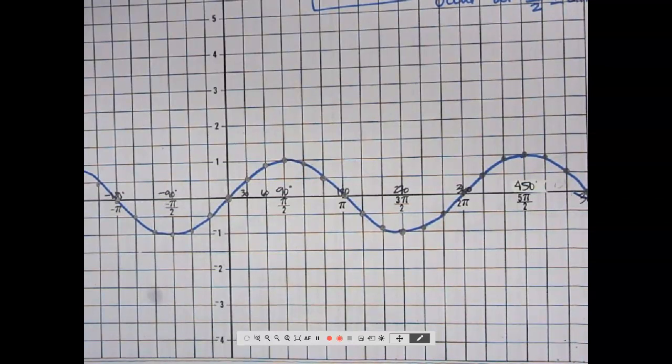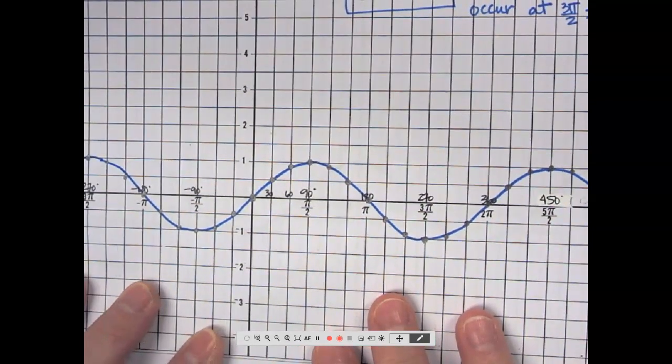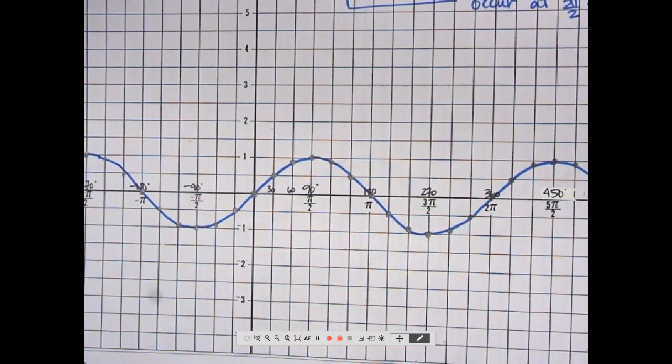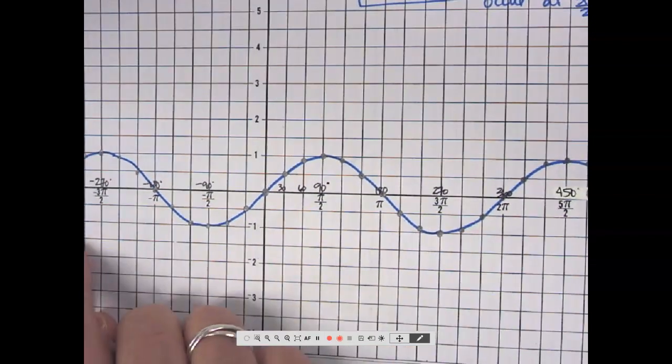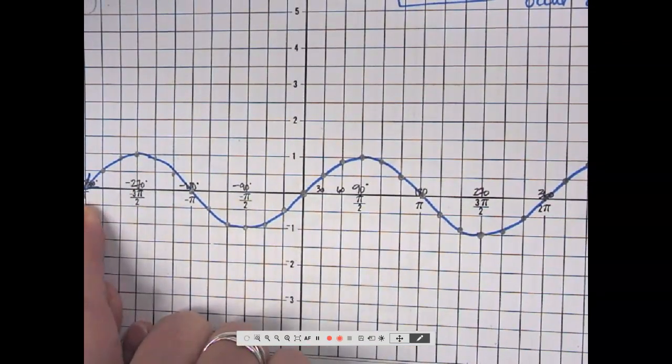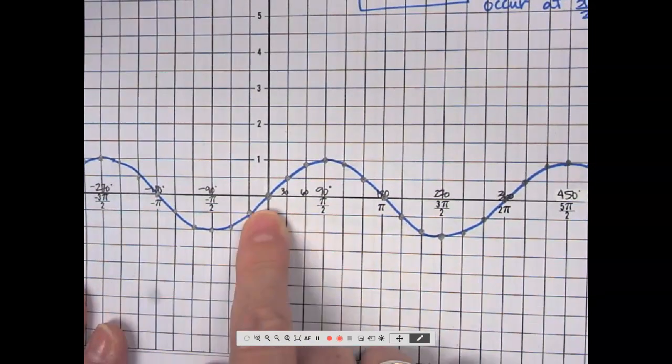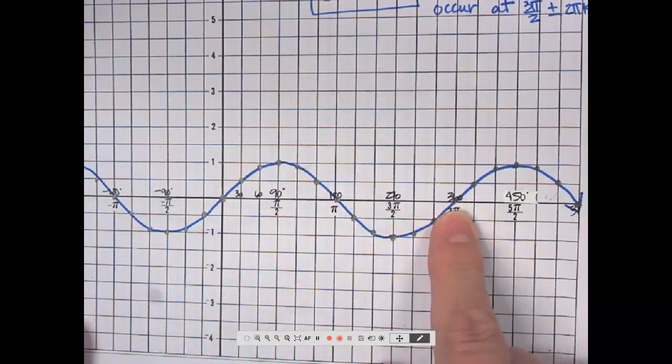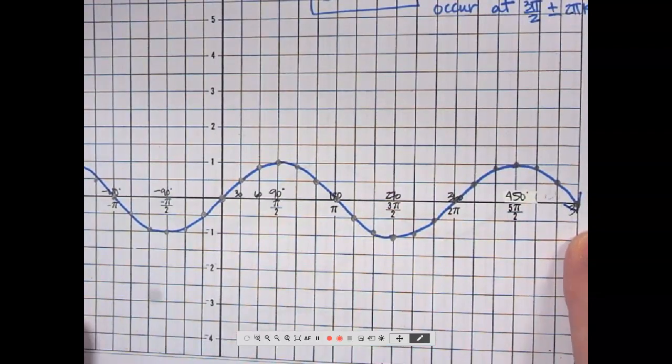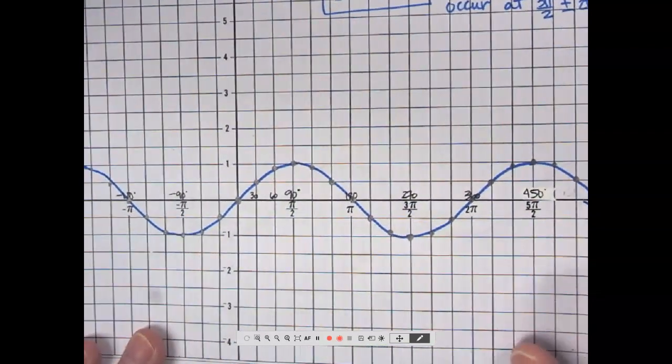Where does the graph cross the x-axis? Those are also called the zeros of the graph. Where are the maximum points and where are the minimum points? And if you know those, then you can connect the dots. Okay, so looking at the graph of sine, where does it cross the x-axis? Crosses at negative 2 pi, negative 1 pi, 0, 1 pi, 2 pi, 3 pi. So it's crossing the x-axis at all the pi's.